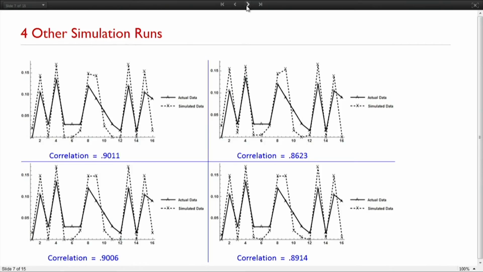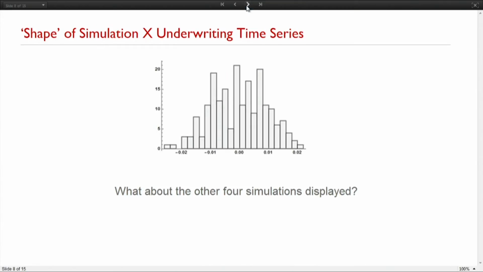What about some other simulations? Well, quick look at 4 others. I've done dozens, and they all look the same. Correlation's a little bit different. That one's got a correlation of 0.86. It's real unusual to get anything under 0.85. So the simulation is generating this time series that matches the real world. So I'm saying that the direction of the changes are the same.